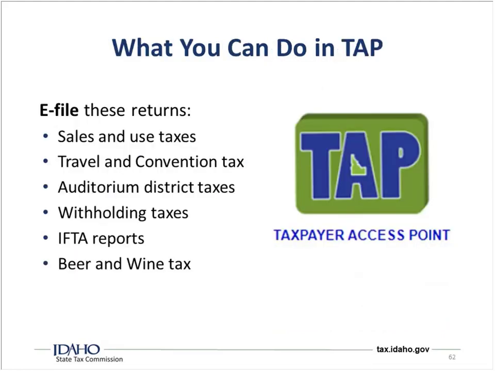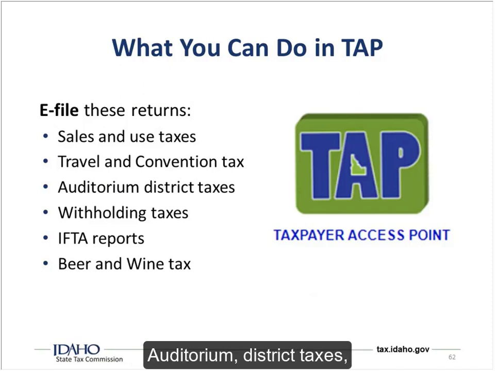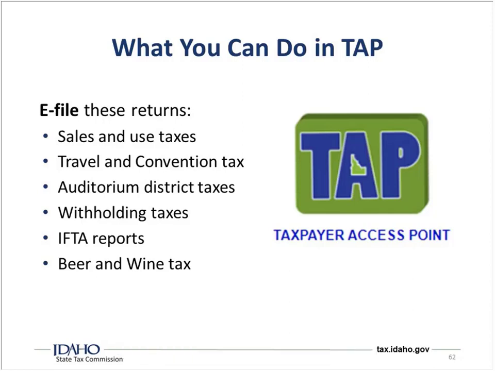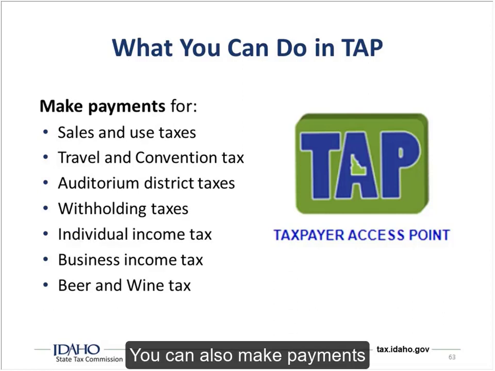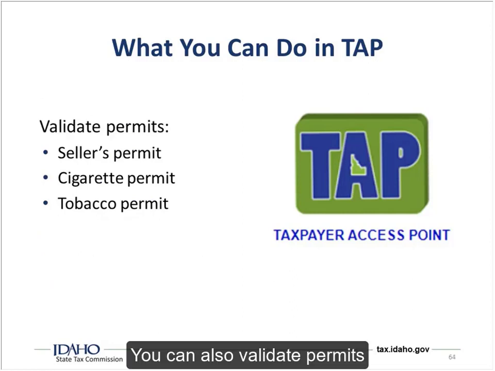So what can you do in TAP? You can e-file sales and use tax returns, travel and convention tax returns, auditorium district taxes, withholding taxes, IFTA reports, and beer and wine taxes. You can also make payments for sales and use taxes, travel and convention taxes, and auditorium taxes. Withholding, you can make payments for individual income tax, for business income tax, and for beer and wine tax. You can also validate permits, so seller's permits, cigarette permits, and tobacco permits.